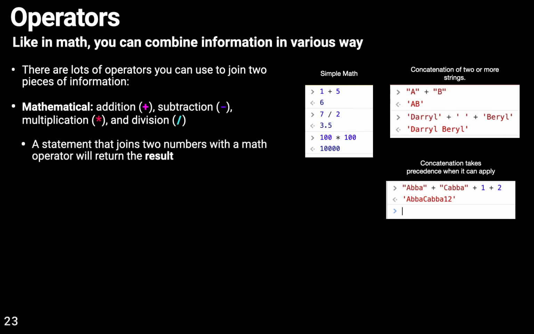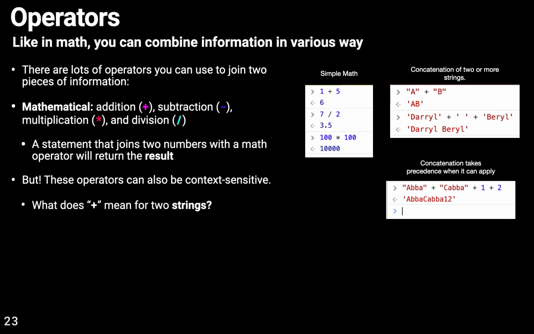7 divided by 2, 3.5. 100 times 100, 10,000, right? So a statement that joins two numbers with a math operator will return the result. But there's something to know about these simple operators, which is that they can be context sensitive. So what if I did addition for two strings, what would that mean? It wouldn't really mean anything.